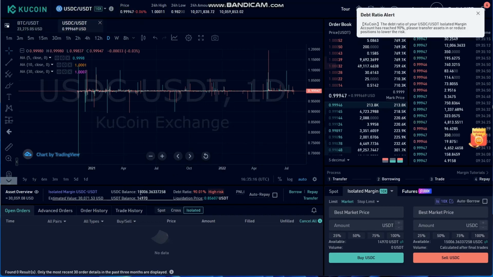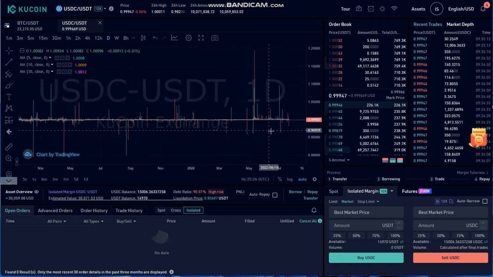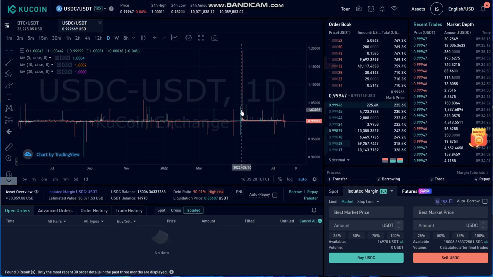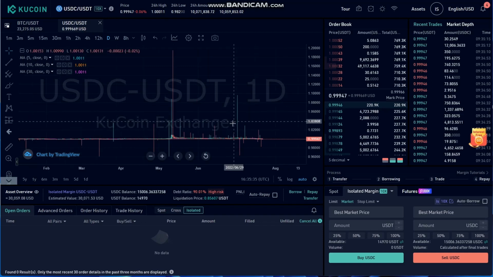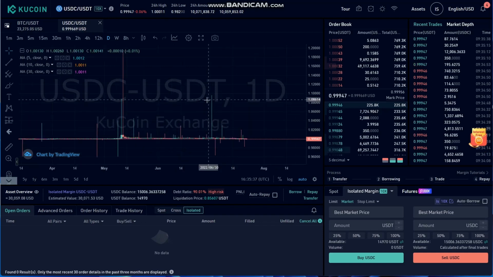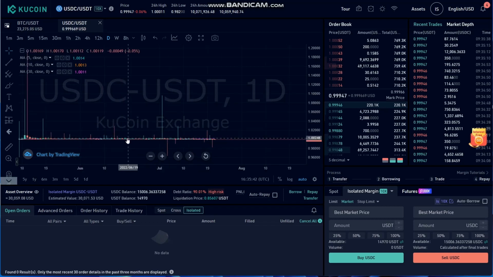I have 15,000 USDC and I have 14,970 USDT, which will be used to set the limit buy orders below 1.0. I actually started this after I saw this big wick right here to 1.19. This is before this week when I did my first trades, and I only did one side, so I basically bought all the USDC. I did not have any limit orders below 1.0.